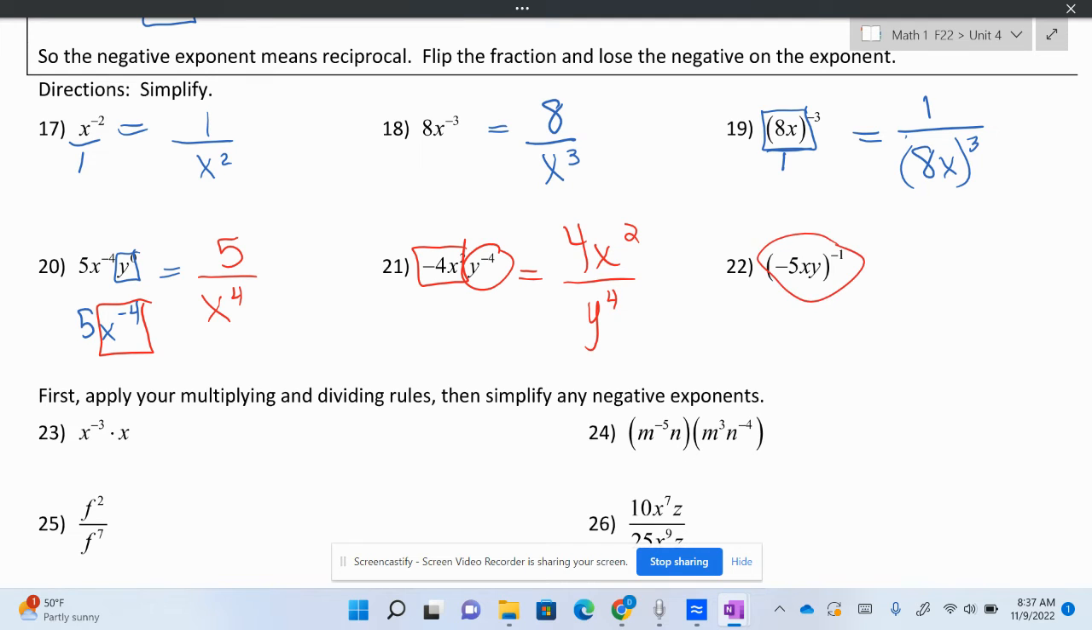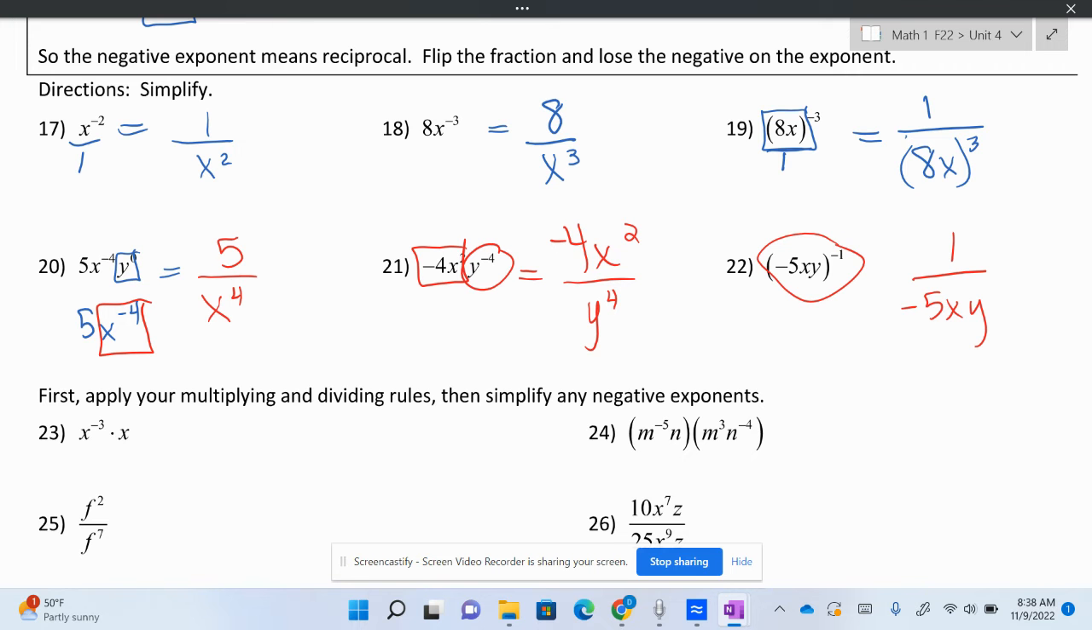What about number 22? The entire thing is unhappy. So once I move it to the bottom, do I need to group it back in a parenthesis? Because that's going to become a positive 1. Everything to the power of 1. So do I really need to group that? No, because it's just to the first power. You can, but you don't have to. I'm not even going to put the 1 there because anything to the first power is just itself.